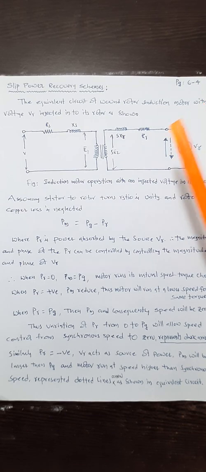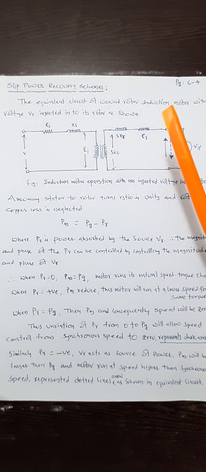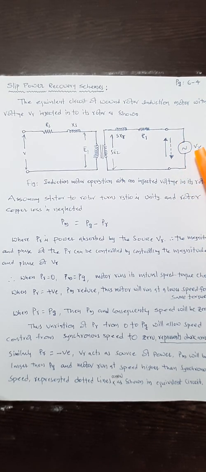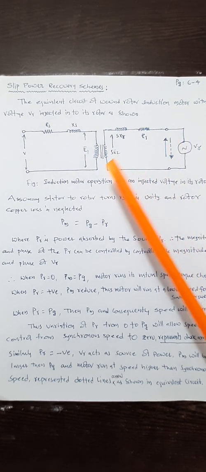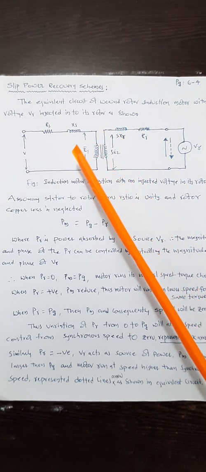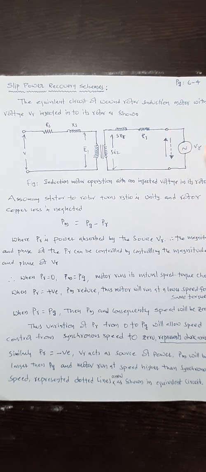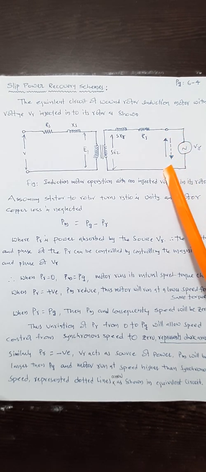So you see the equivalent circuit of a slip ring or wound rotor induction motor with a voltage VR injected into the rotor as shown. In this induction motor, this is the stator equivalent circuit, this is the rotor equivalent circuit, and there is an external source VR which is connected into the rotor circuit.